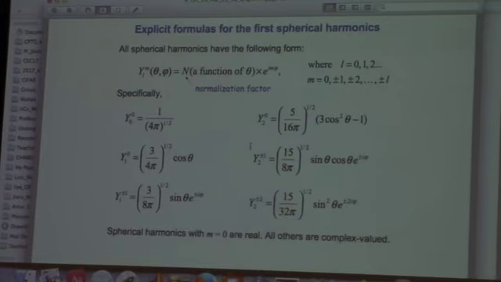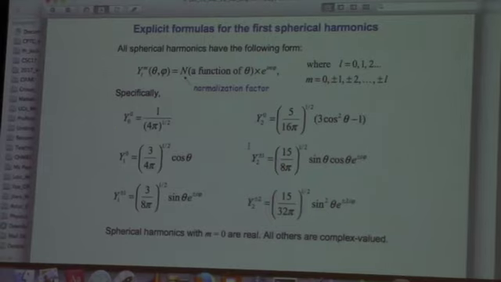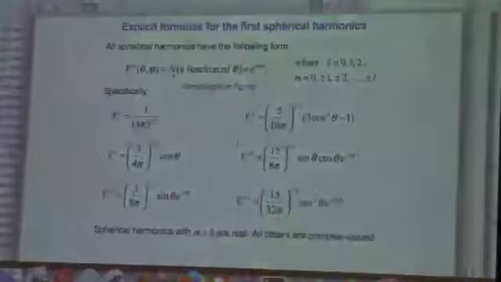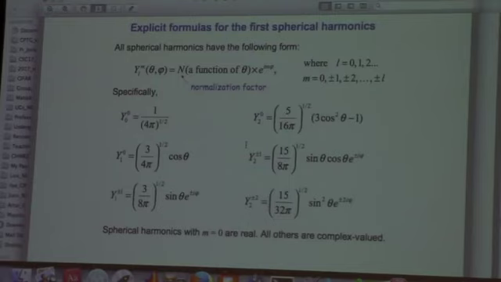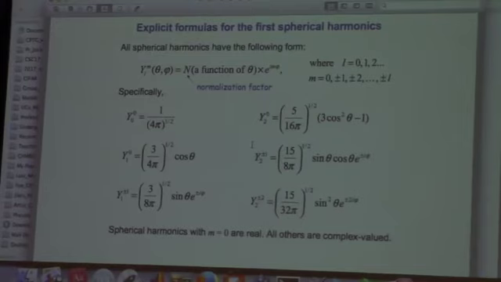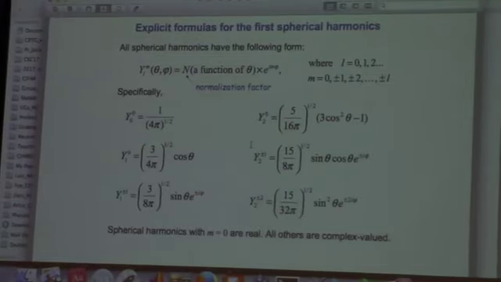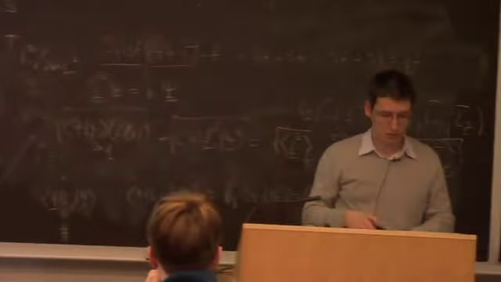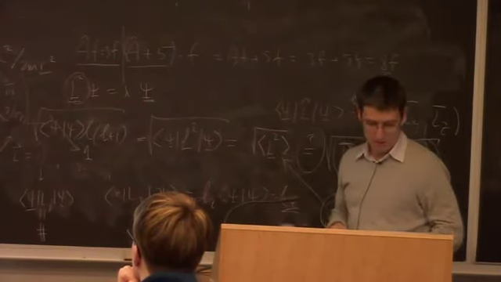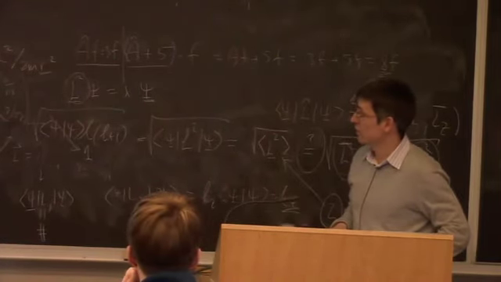Now, there is a small discrepancy between what I will be talking about and what you saw in general chemistry, because in general chemistry people prefer to work with real functions. These functions are complex. They have this exponent of i phi. Those are the complex functions, right? But we'll see that this problem can be easily removed if you rotate within the subspace of degenerate functions.